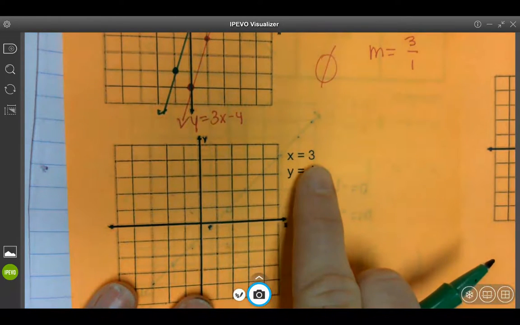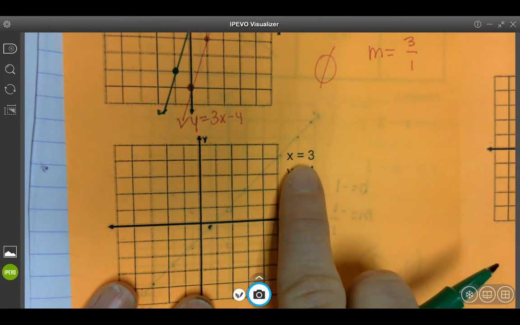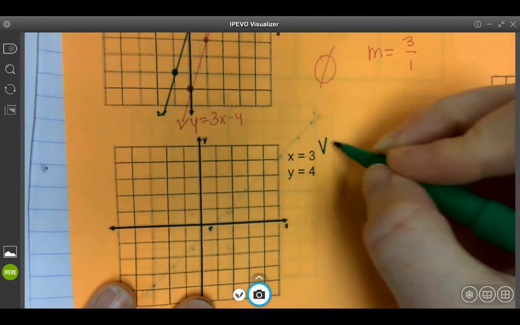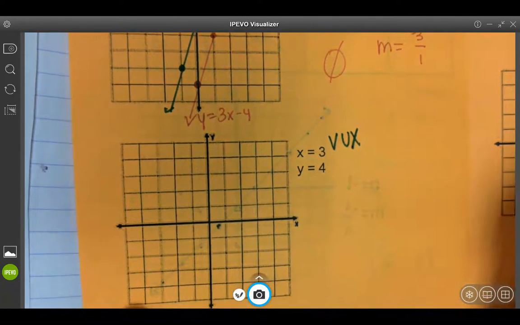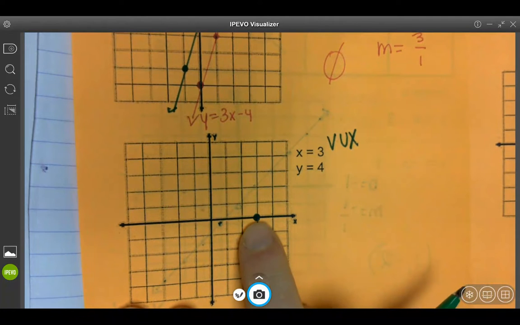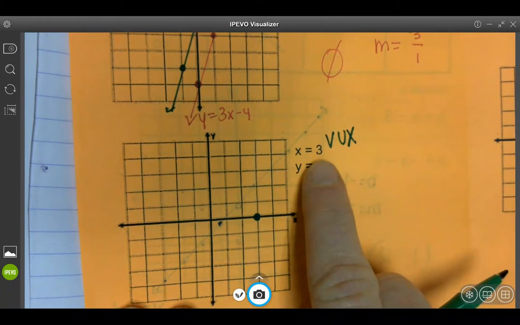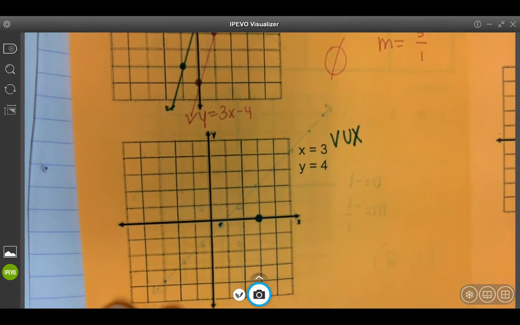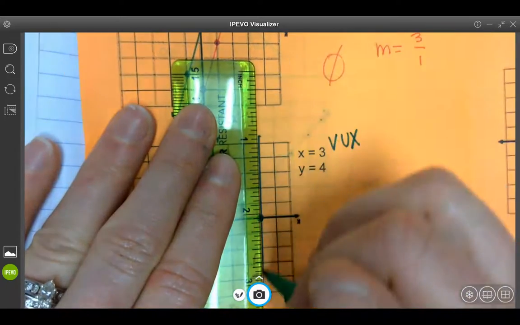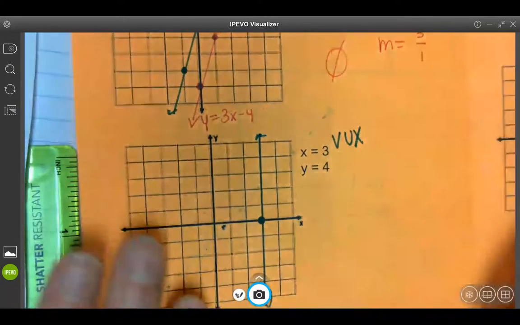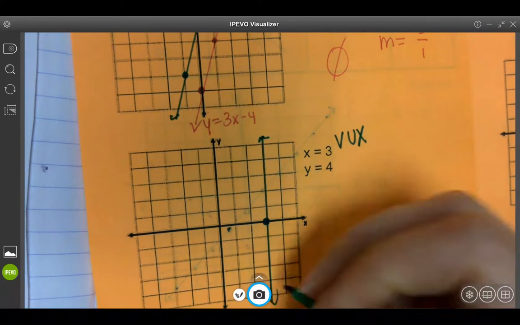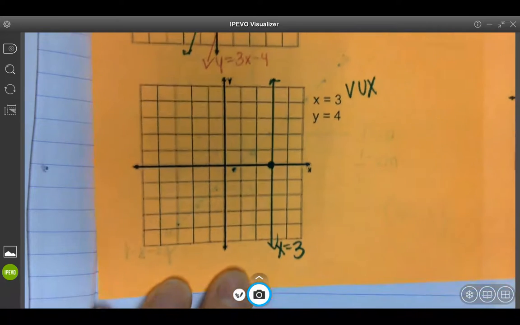X equals 3. This would be a vertical line. A vertical line where x is 3. So go to the x-axis, go to 3. X equals 3 is a vertical line, undefined slope. So go ahead and draw that line, and name it. X equals 3.